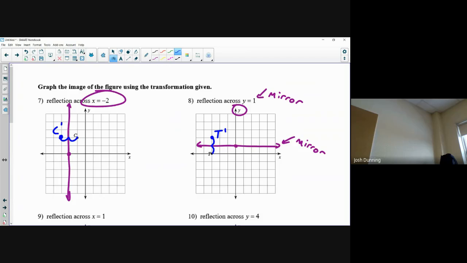I mean, this isn't really any different than what we did the other day. It's just instead of the mirror always being right in the center there with either the y or the x-axis, now it's a different line.